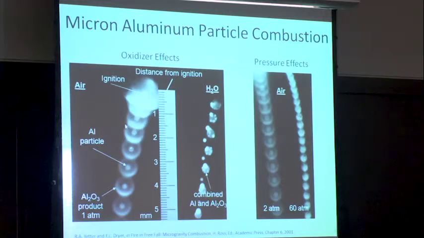Also, if you look at what's happening going from 1 atmosphere to 2 atmospheres, to 60 atmospheres in air, you can see the flame coming closer to the surface, and eventually the flame sits down on the surface if I get a high enough pressure, and I change that vapor phase combustion process into a heterogeneous process. Notice also, as this particle is burning, I can have 2 different size distributions of aluminum oxide being formed.